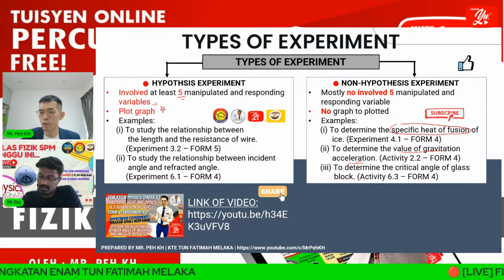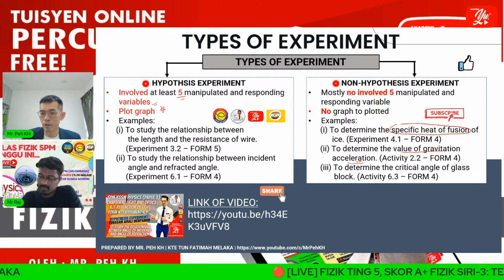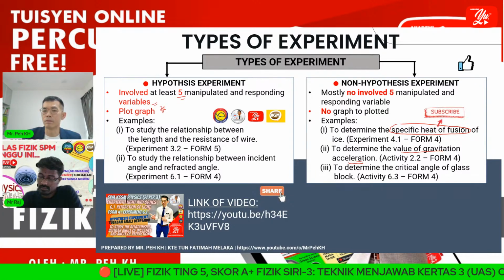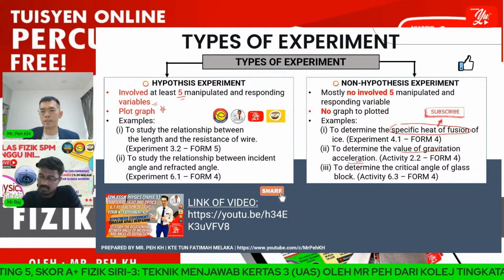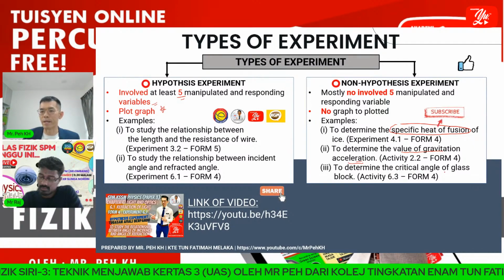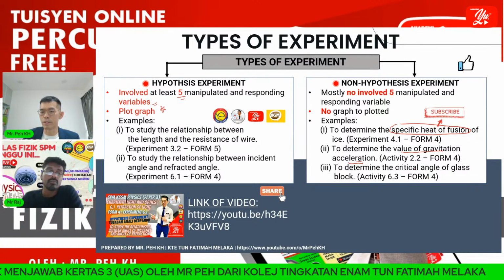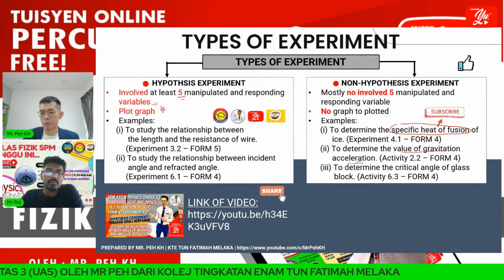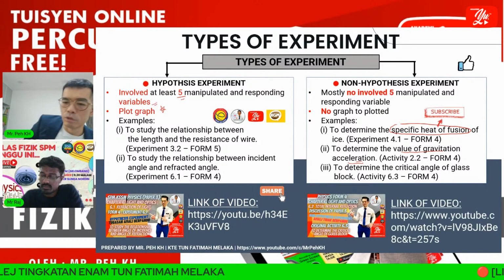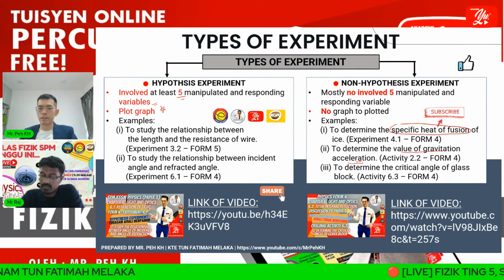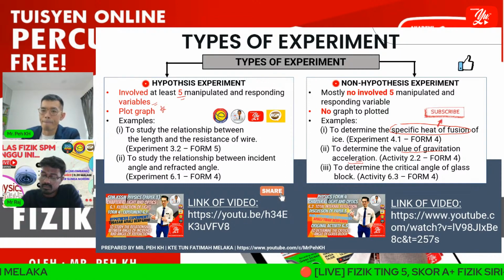Then the second example for the non-hypothesis experiment is to determine the value of gravitational acceleration. So you see all of these have a specific value, for example, g with the value of 9.81 meters per second squared. So you need to determine it through the experiment. Another example is to determine the critical angle of the glass block. This is one of the experiments in Form 4. Again, you can refer to the link I show you here for the non-hypothesis experiment examples.